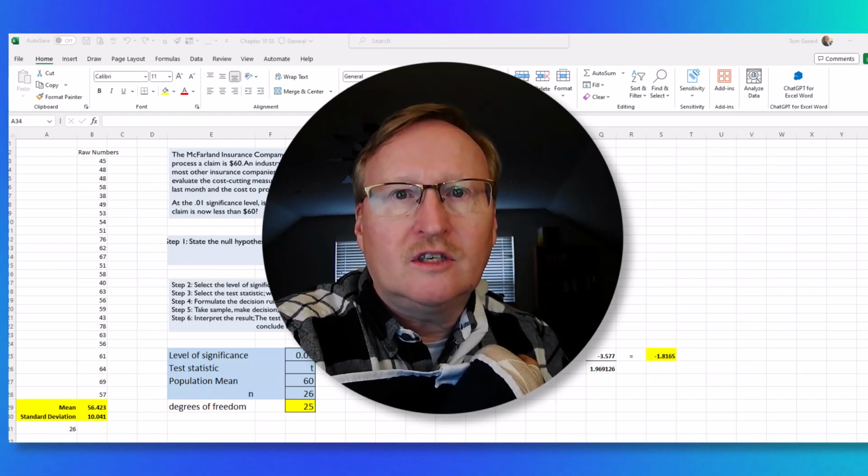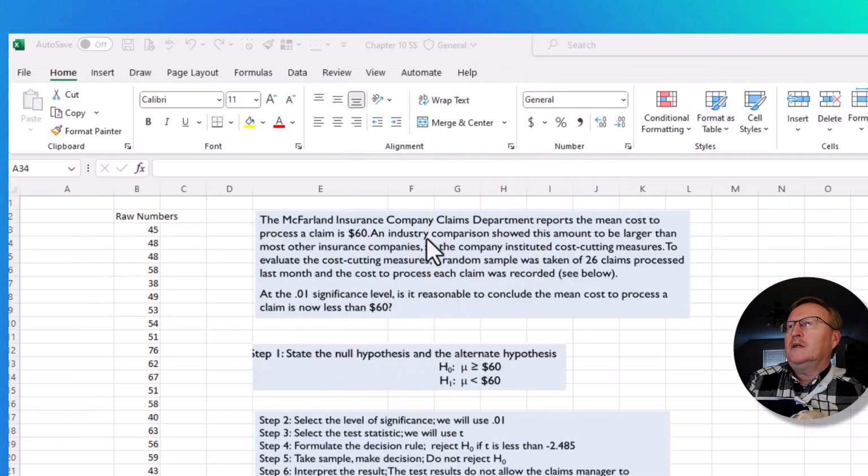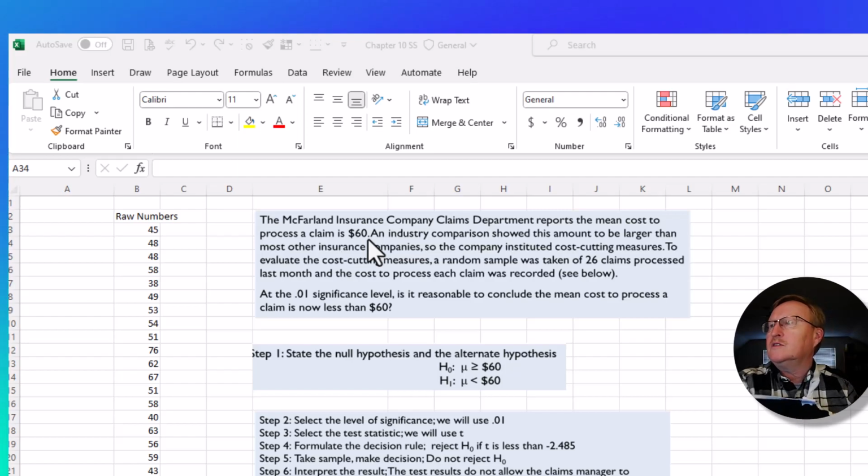Let's look at this example here. McFarland Insurance Company claims department reports the mean cost to process a claim is $60. So the insurance company's claims department reports that the average cost to process a claim is $60. An industry comparison showed this amount to be larger than other companies.